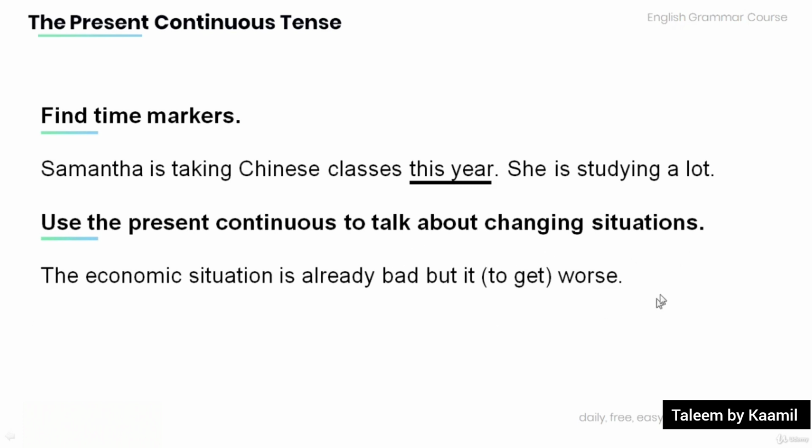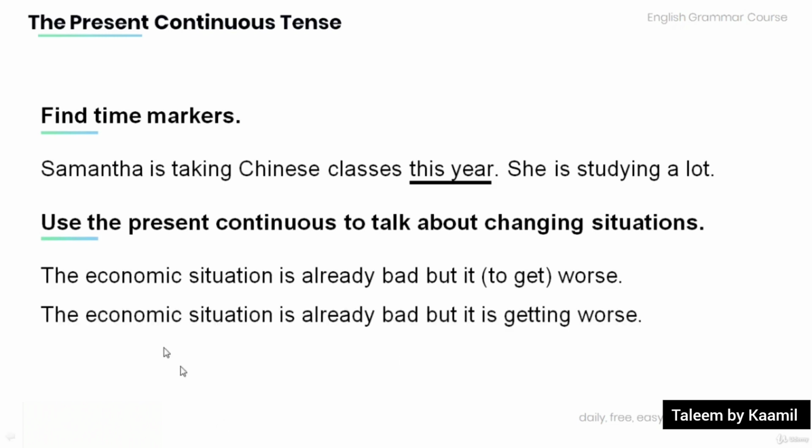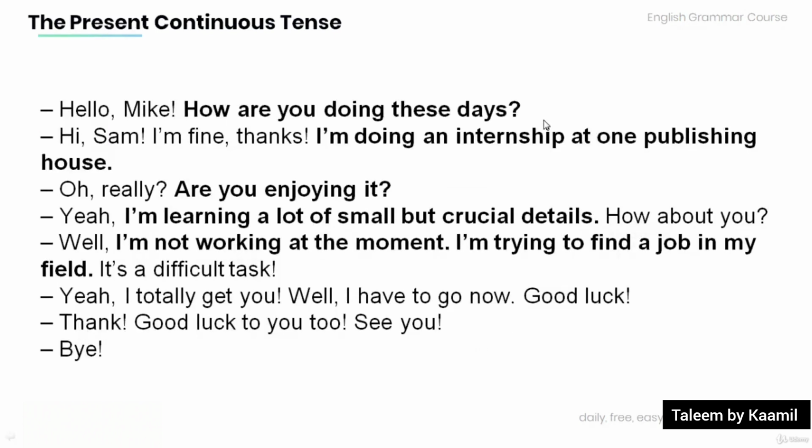Now read the following sentence and provide the present continuous form of the word in the bracket. The economic situation is already bad, but it to get worse. The economic situation is already bad, but it's getting worse. Here is a short story using the present continuous tense. Listen as I read so you can see how they are used in real-life conversation.